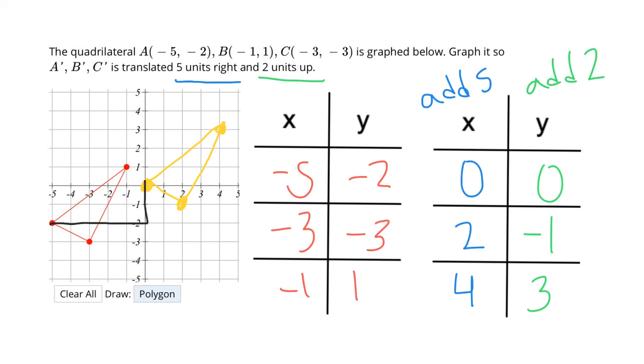I could check all 3 points if I wanted to, but it looks like in this example, everything's in the right place. The 2 triangles look like they're the exact same size. It's just that one has been slid or translated.